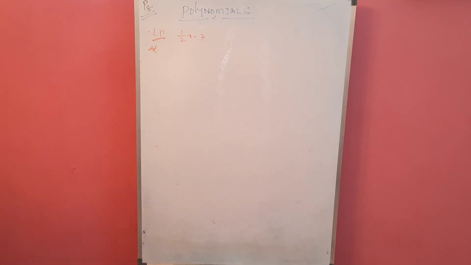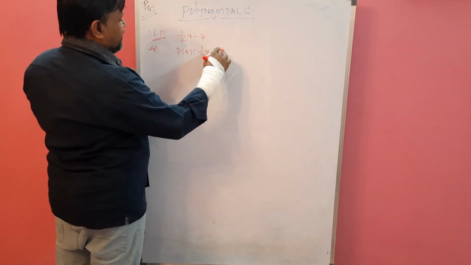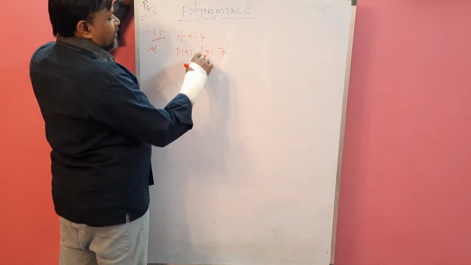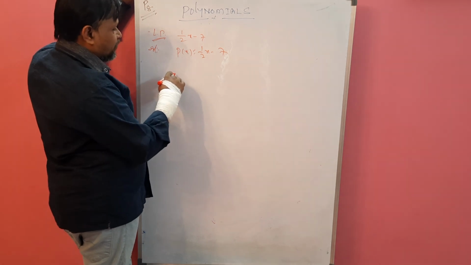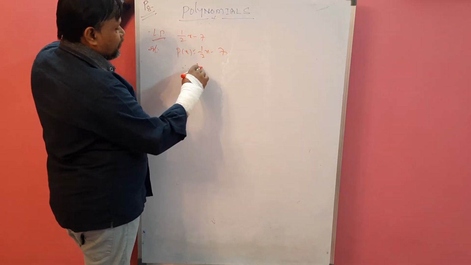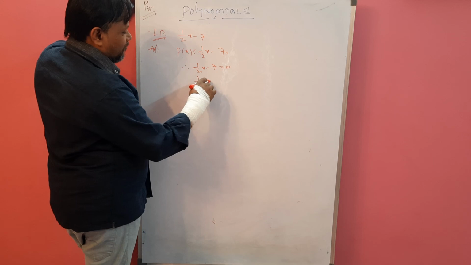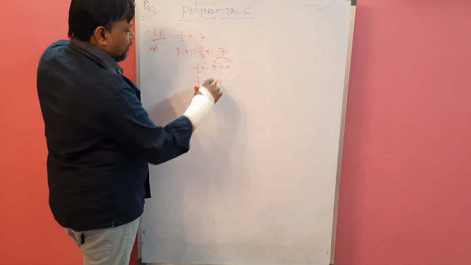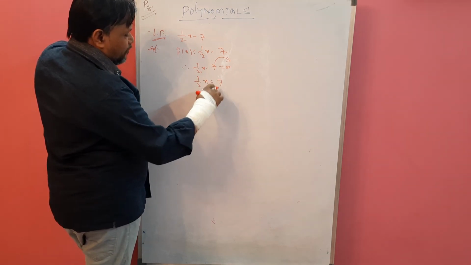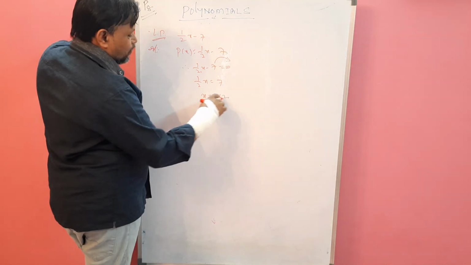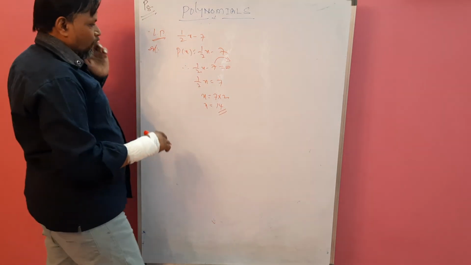Now another example: half into x minus 7. p(x) is what? 1 by 2 x minus 7. Now you have to find the x value at which the function is 0, the 0 of the polynomial. Therefore 1 by 2 x minus 7 equal to 0. Now move this number: 1 by 2 x equal to 7. If you move a negative number to the other side of the equal sign, it becomes positive. Now this denominator goes to multiply on that side, into 2. 1 into x is x equal to 14. If x equal to 14, you will get the whole function as 0.